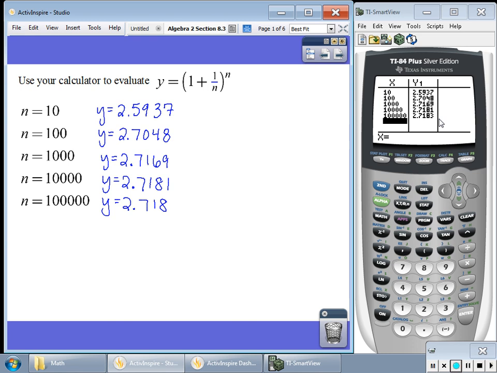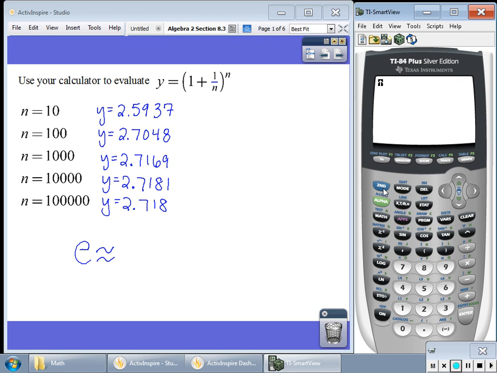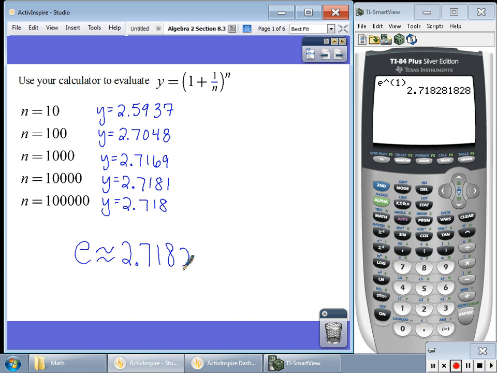And so what happens is that as x, or n in this case, is getting larger and larger, this value here is getting closer and closer to 2.718. And this is what we call the number e. E is approximately, and there's a button for it on your calculator here, second, and then we have e raised to the first power. E is 2.718281828, and it goes on forever and a day.